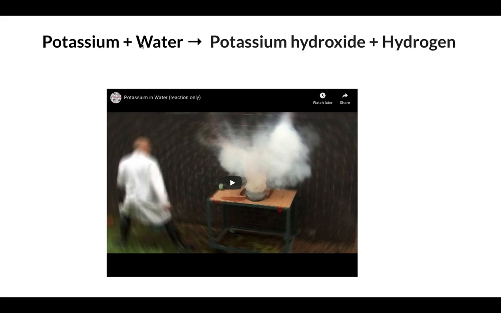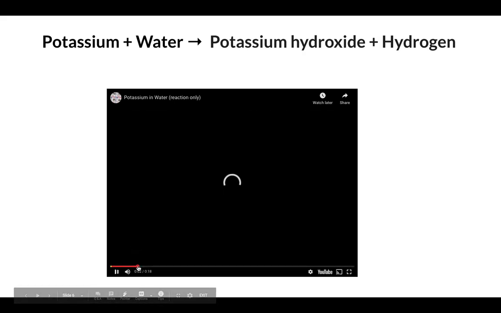When potassium and water combine, there's a chemical reaction and they create 2 new substances. Let's watch this video again because it was pretty cool. Ready? Yep.